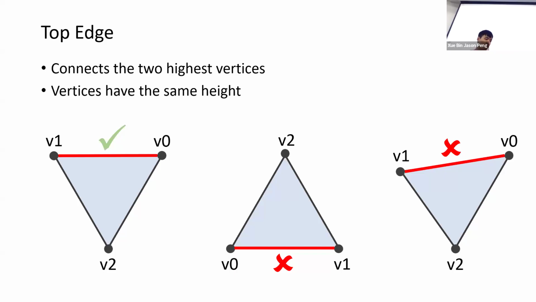So when determining if an edge is a top edge or not, we really have to make sure that both rules are satisfied. Even if the two vertices are higher than any other vertex in the triangle, if the height values are not the same, we're still going to say that this edge does not count as a top edge.